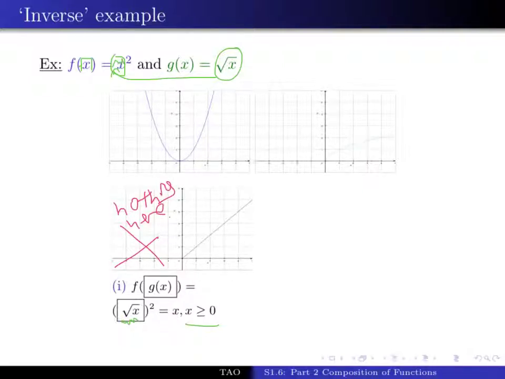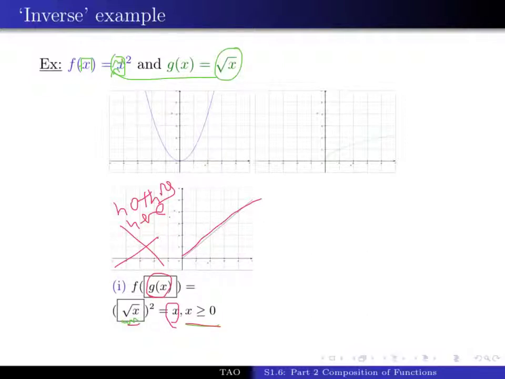Because we don't have any inputs that will work on that side. So the output, square root of x squared, well, that's just x because they undo each other, but they only undo each other in the positive half because those are the only inputs that our inside function allows. So the square root of x only works for x greater than or equal to 0, so when we plug it into something, we don't magically get those values back.